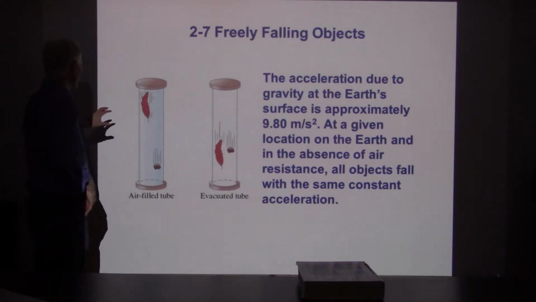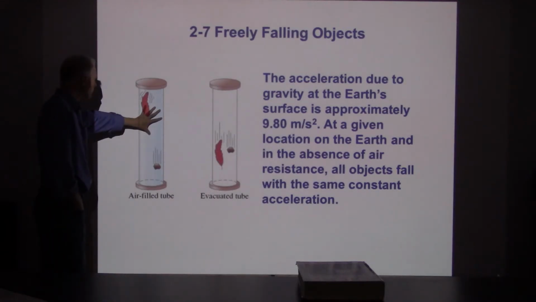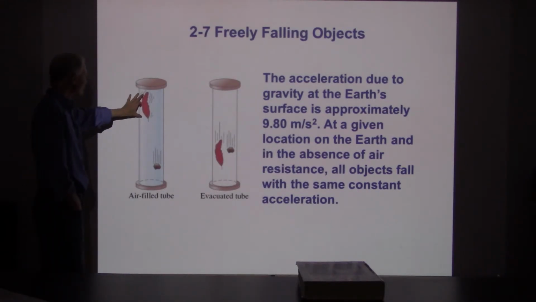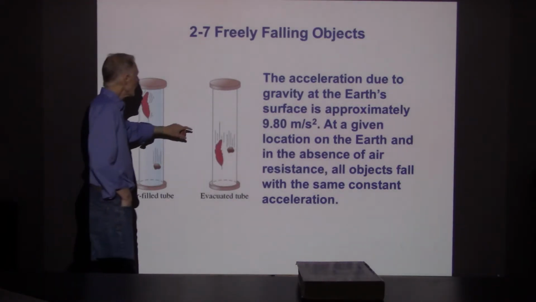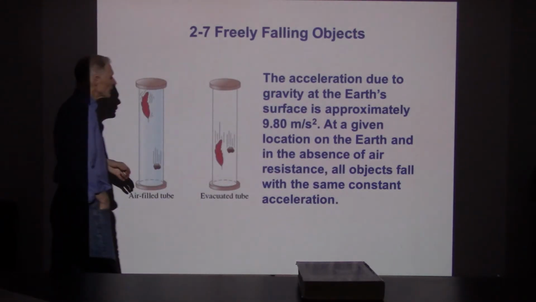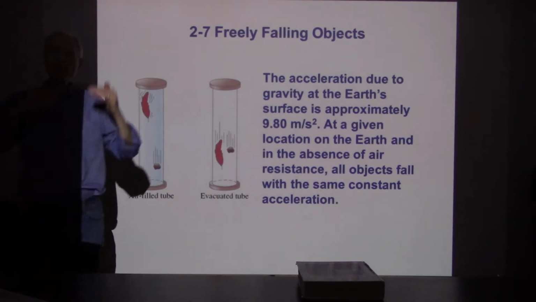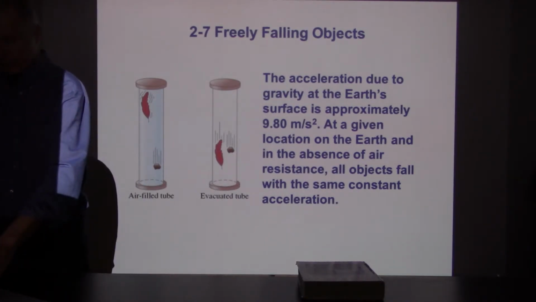So here's an example that often gets used, and maybe you've seen these examples in videos. Here is a tube filled with air, and here is a feather, and here is another object inside here. If we now remove the air and drop them again, we can see that with the air resistance gone, the feather now drops like a brick, just side by side.